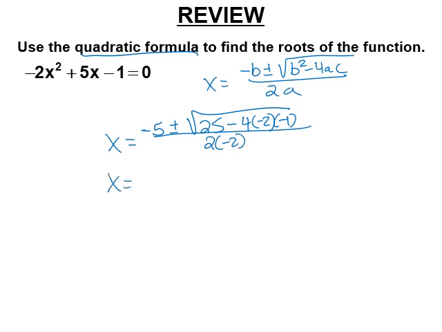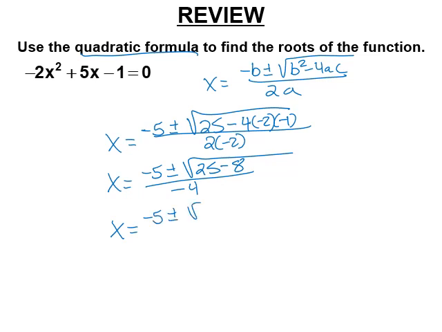So x equals negative 5 plus or minus the square root of 25. 4 times negative 2 is negative 8. Negative 8 times negative 1 is positive 8. So it's 25 minus 8 over negative 4. x equals negative 5 plus or minus the square root of 25 minus 8, I believe, is 17. And so those are the two roots, right? There's a plus square root of 17 and a minus square root of 17 for that quadratic function.